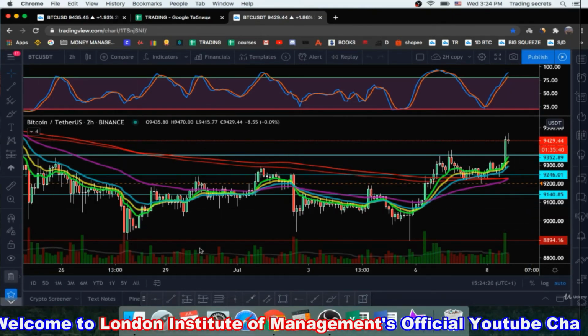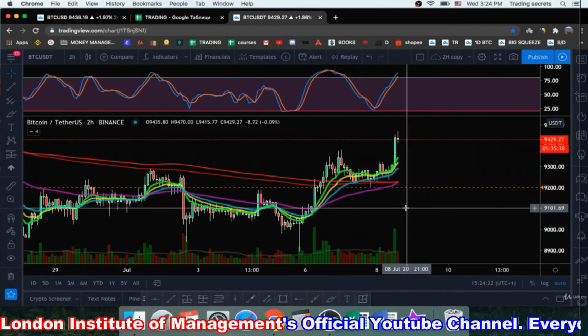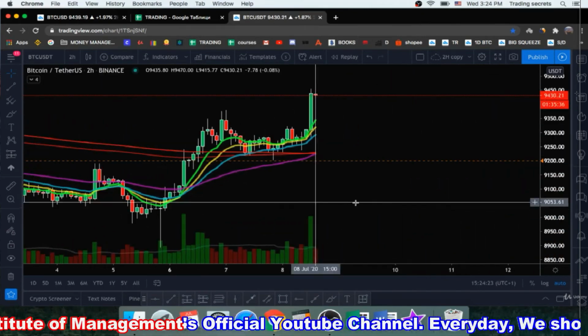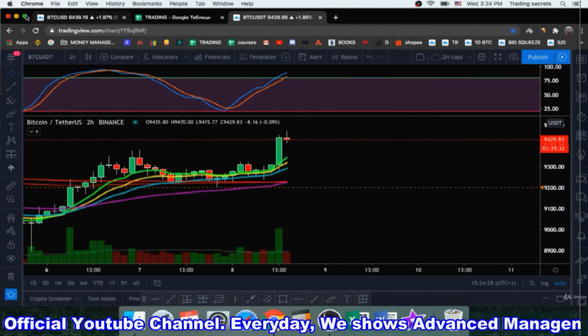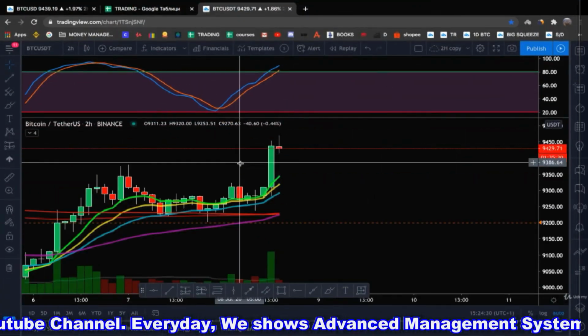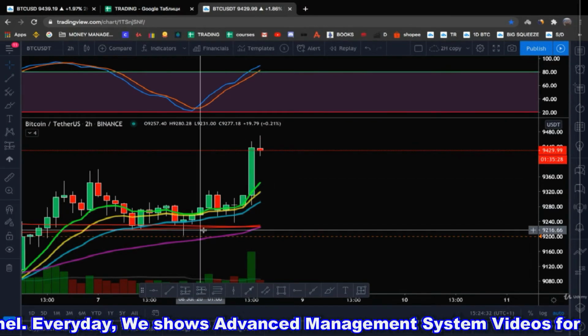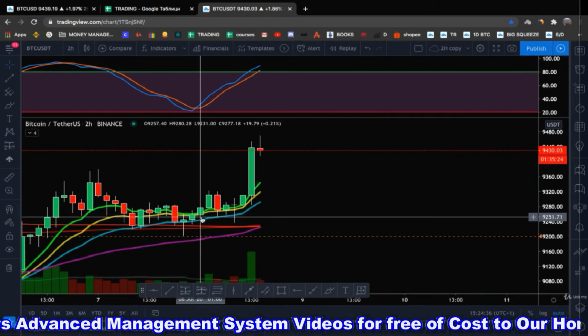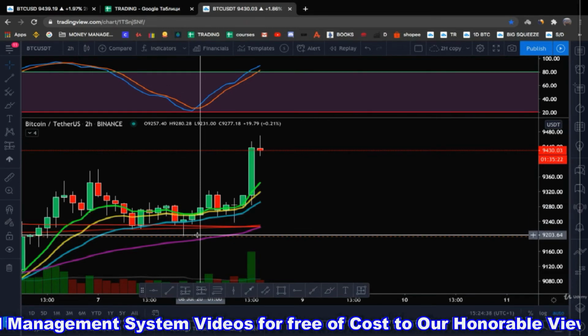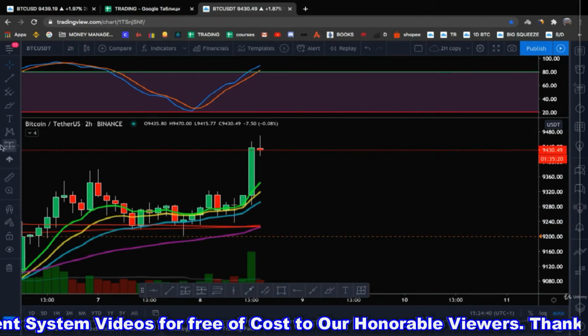Let's get rid of all this. Okay, this is the trade that I showed you. Before entering a trade, you have to define where your stop loss is going to be. So basically, when I started to look for entry here, I already know that my stop loss is going to be here.